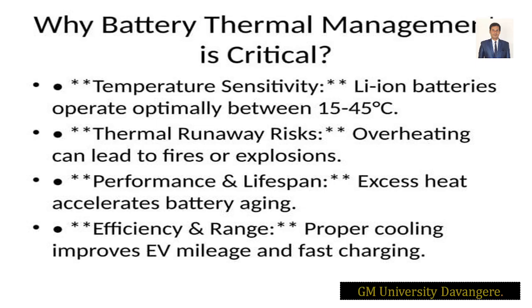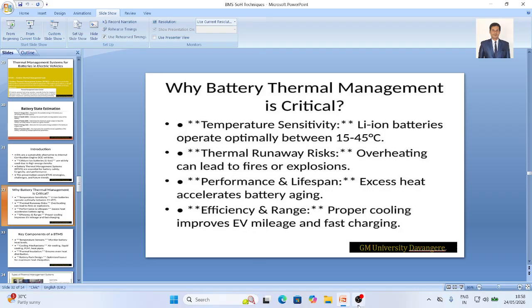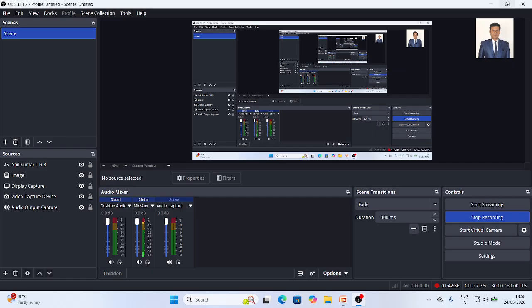Next, efficiency and the range. Obviously, if the temperature rises in the battery due to various factors, the efficiency will also decrease gradually. And the range is nothing but how much distance it is going to give. Earlier it would give 100 kilometers or 100 miles, and now it is reduced to 70 to 80 kilometers or miles. Proper cooling is very much required to improve your electric vehicle mileage. If you don't do the cooling, and with fast charging, it will reduce your efficiency and range. So this is the reason you have to look more into battery thermal management.